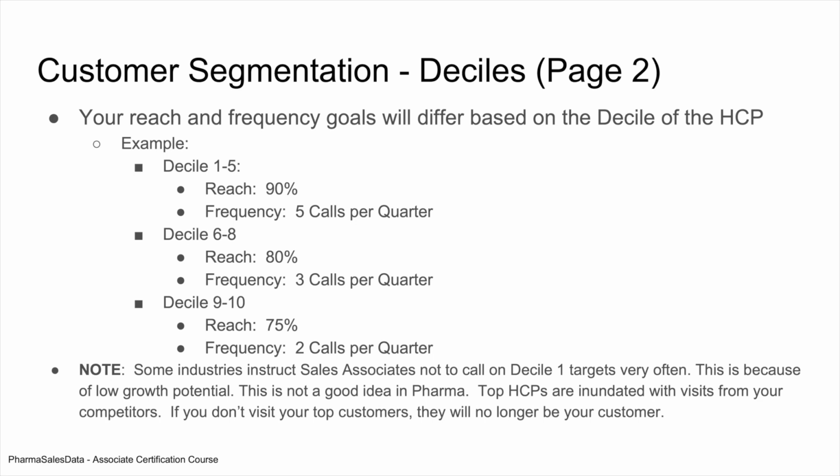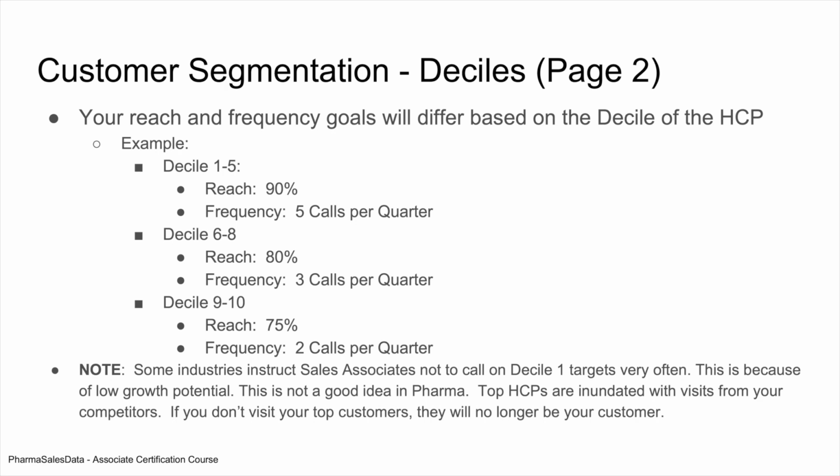You want to reach 90% of these doctors, and you probably want to call on them 5 times per quarter. The reason is you don't want to forget about these doctors. Even though they have high brand loyalty, you cannot take them for granted. Decile 6 through 8, the reach is going to be about 80%, and the frequency is 3 calls per quarter approximately. And then decile 9 and 10, your goal reach will be 75%, and your frequency is going to be about 2 calls per quarter.